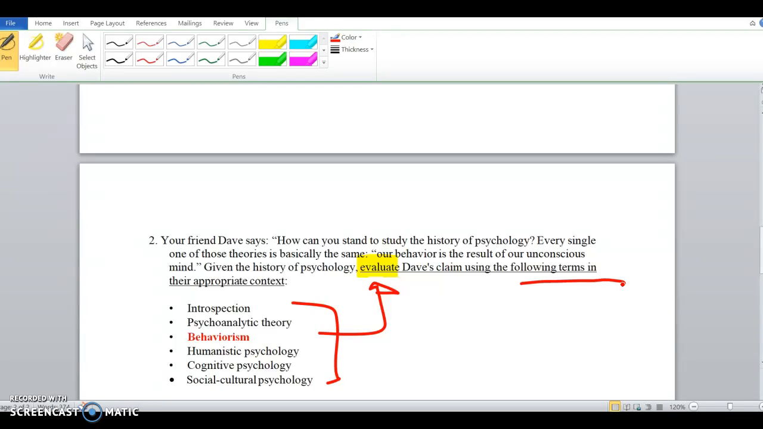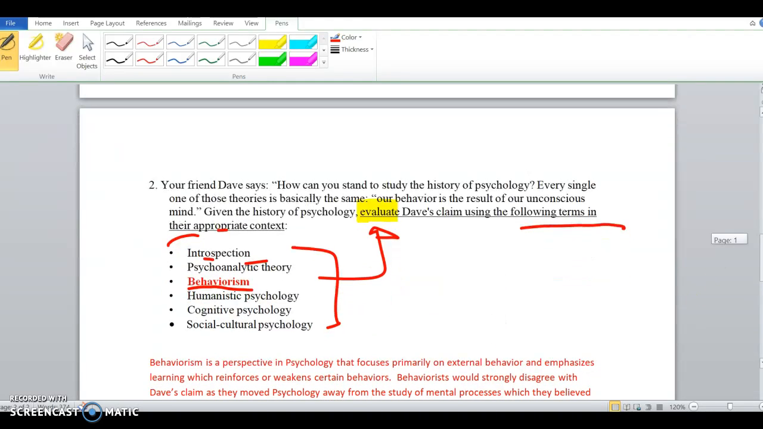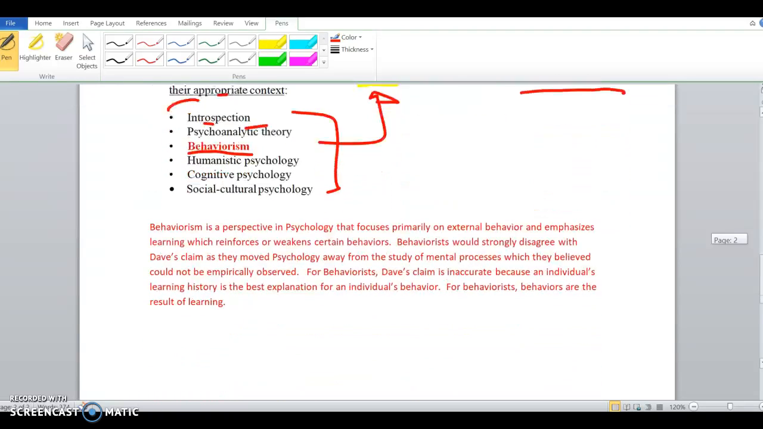So how would someone who uses introspection actually evaluate Dave's claim? How would a psychoanalyst evaluate the claim? Now I know introspection is connected to structuralism, so you'd be arguing from a structuralist perspective. Remember I highlighted behaviorism in red. That's the only one I'm going to go through with you. Hopefully it'll serve as a guide for how to do the others.